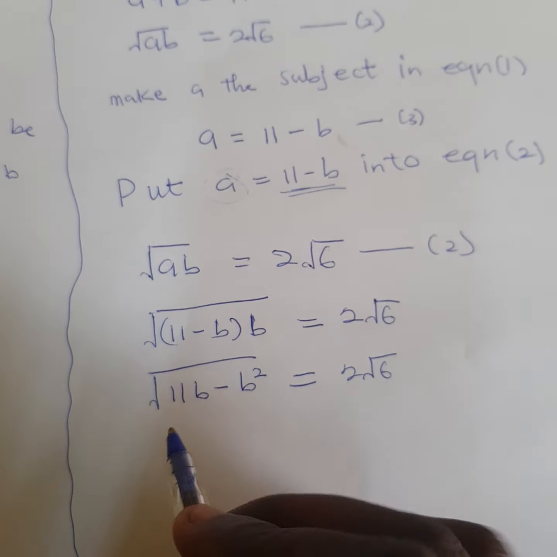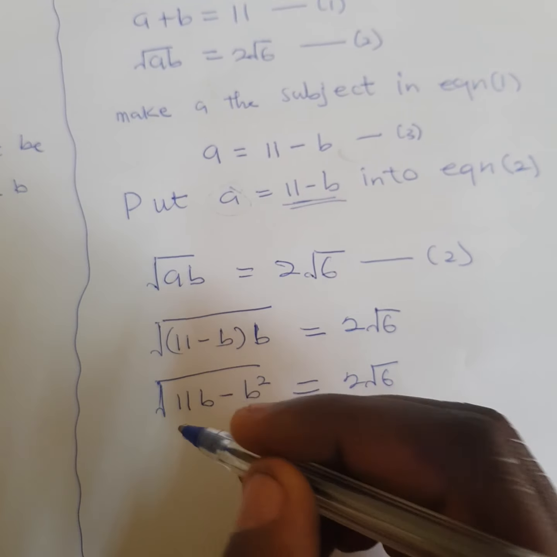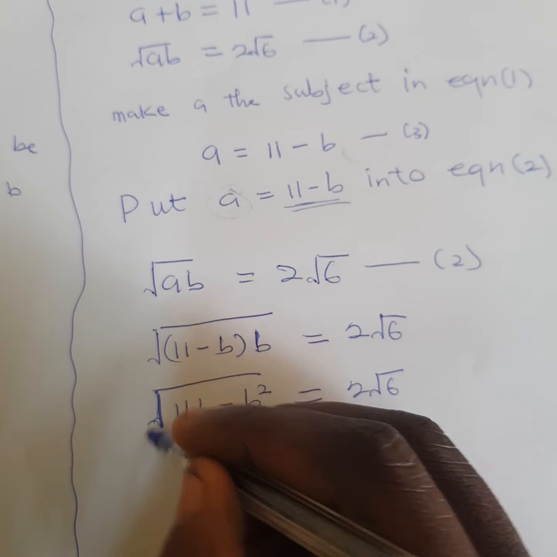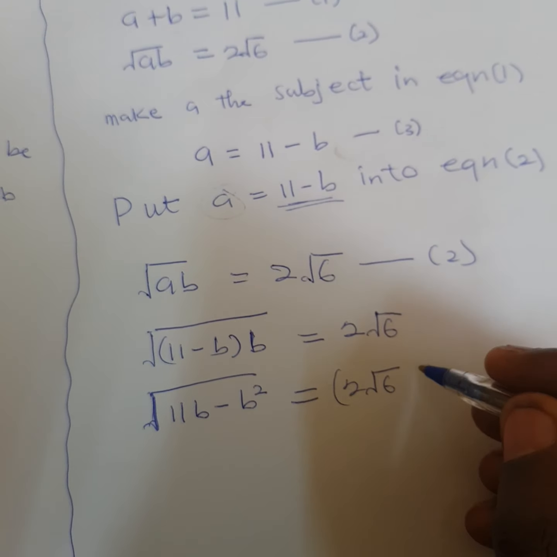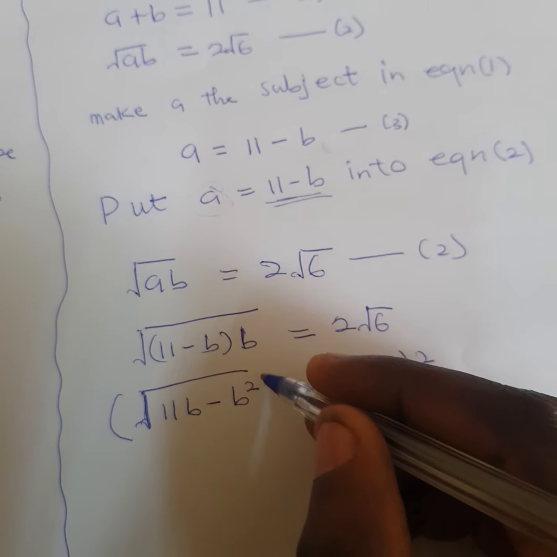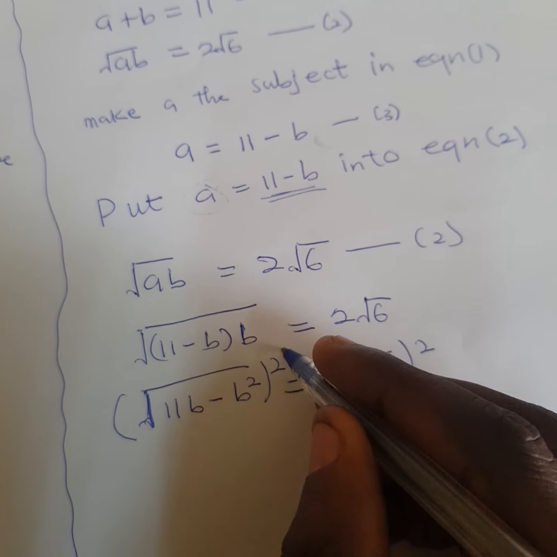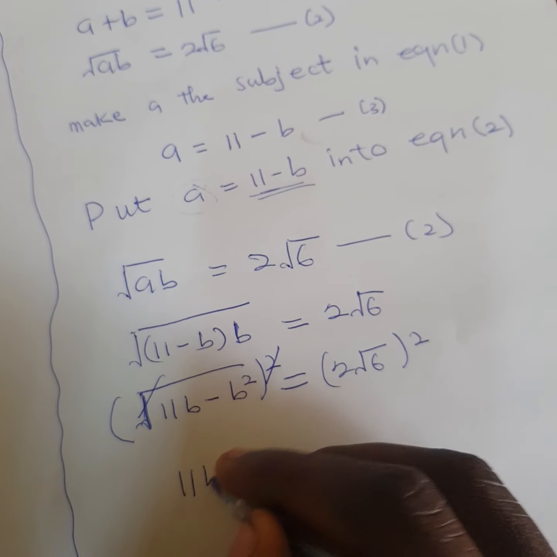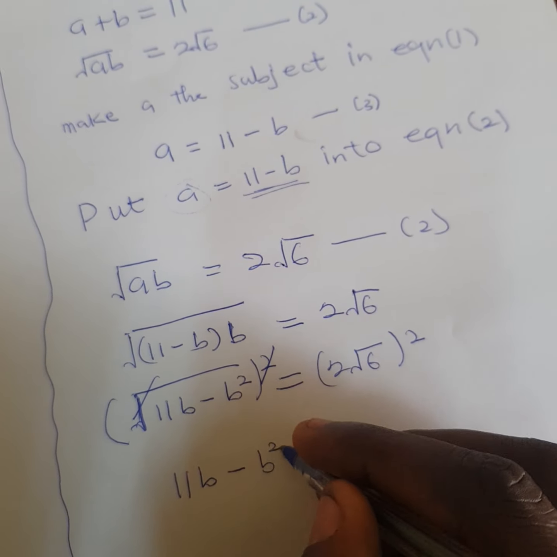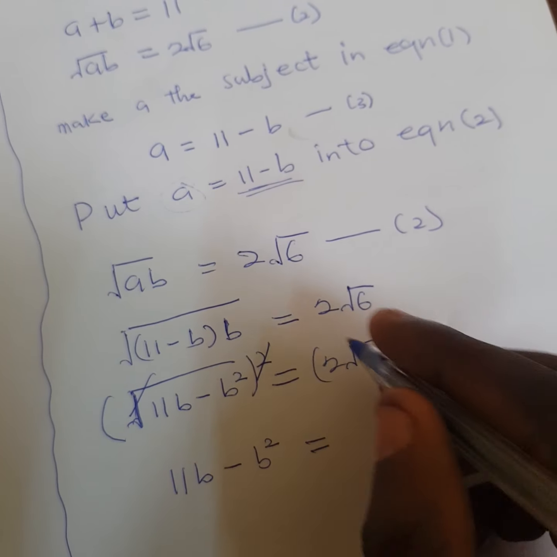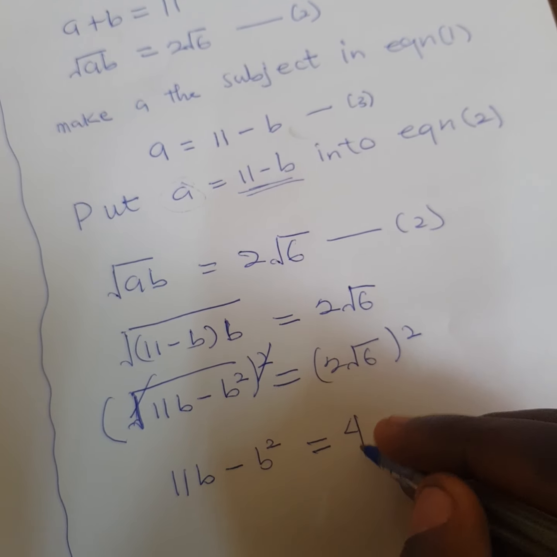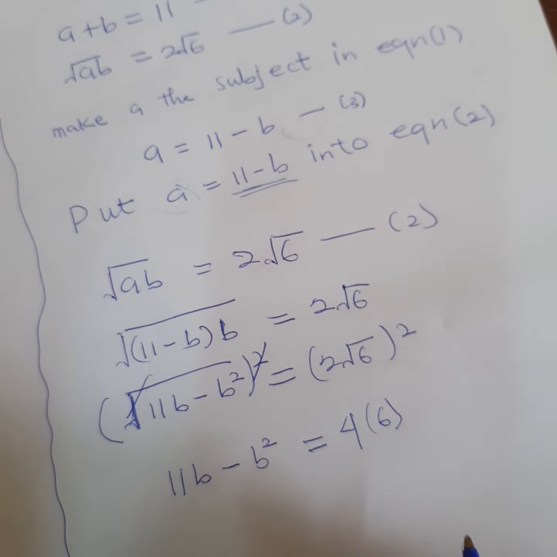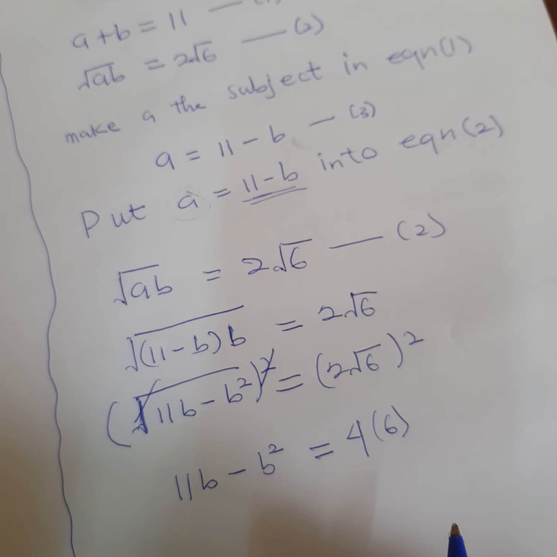How do you remove the square root sign? The only way you can remove the square root sign is by squaring this side and then squaring this side. If you square this side, the square will cancel the root sign, giving you 11b minus b square equal to, squaring the whole of this thing will give you what? 4 multiplied by 6.